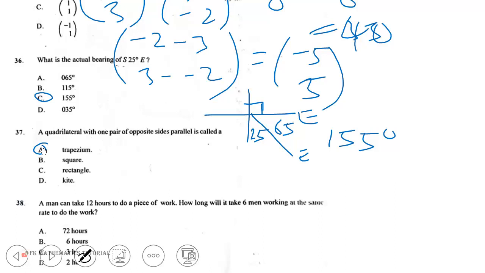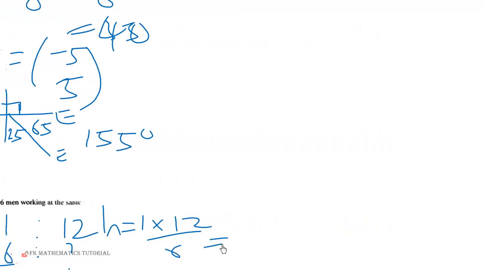A man can take 12 hours to do a piece of work. How long will it take 6 men working at the same rate to do the work? So one man does it in 12 hours, then 6 men, we don't know, but we know that because they are more, it will require less hours. So if less, more divide, so the more is 6. So 1 times 12 divided by 6 hours will be equal to 2 hours. So the correct answer is option D.